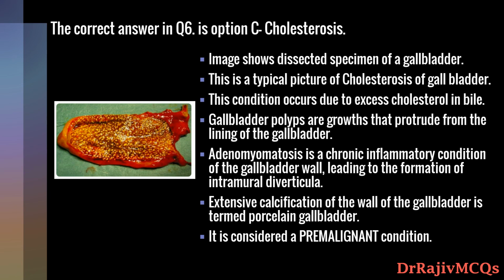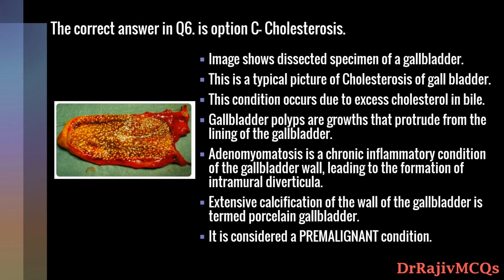This condition occurs due to excess cholesterol in bile, which leads to accumulation of cholesterol-laden macrophages within the lamina propria of the gallbladder mucosa. Gallbladder polyps are growths that protrude from the lining of the gallbladder. They are often discovered incidentally during imaging studies conducted for other reasons. Most gallbladder polyps are asymptomatic and are often incidental findings.